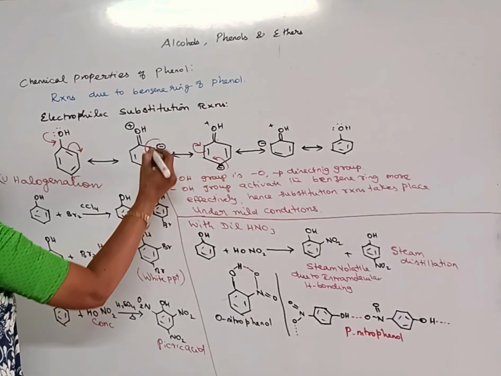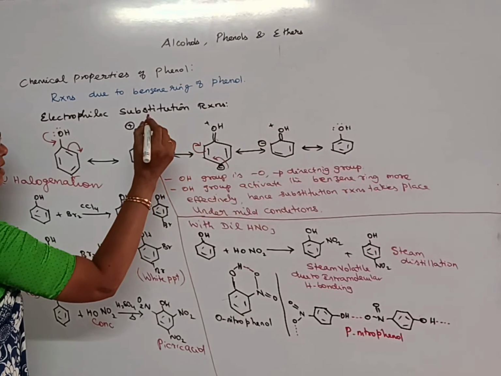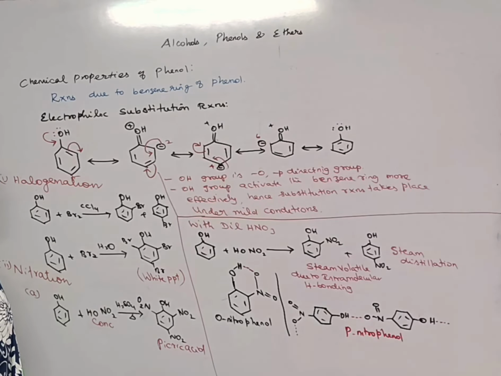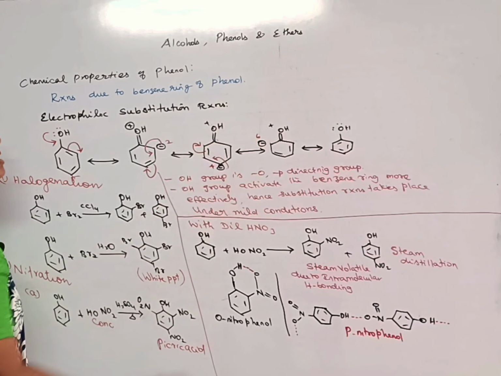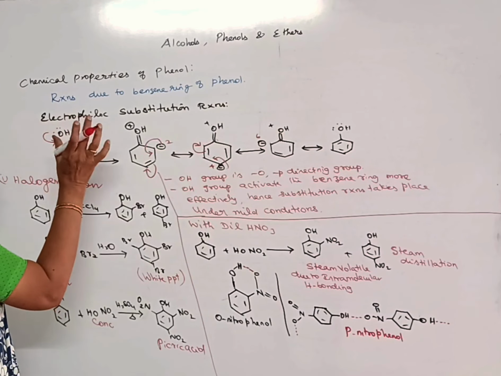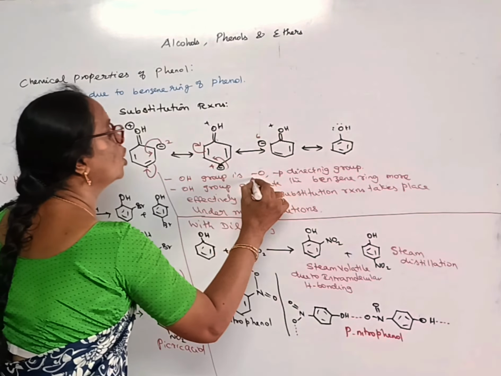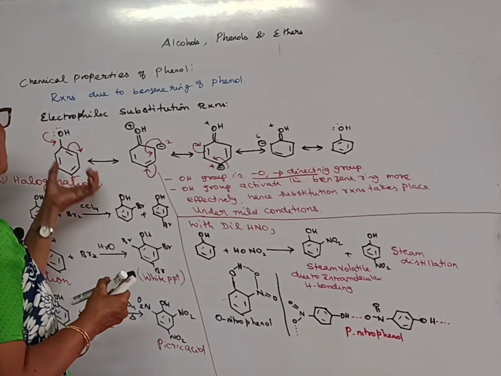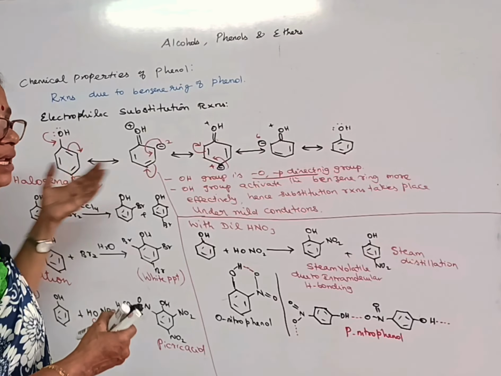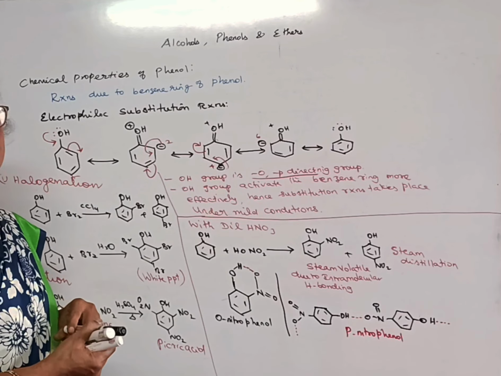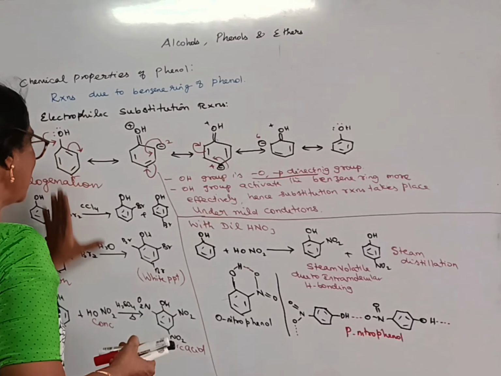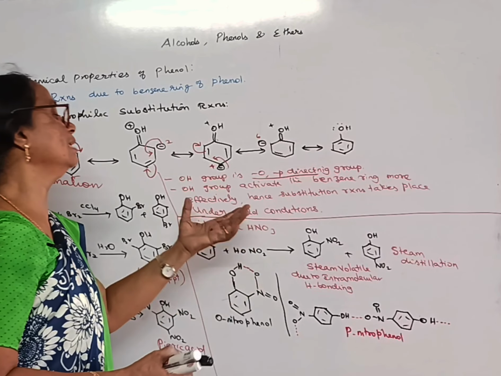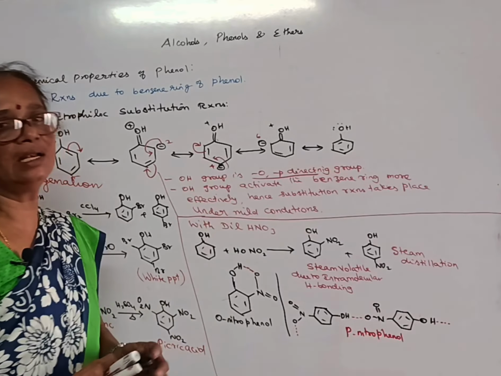So we may find the presence of negative charges at the 2nd position, 4th position as well as the 6th position. The formation of negative charges at the 2, 4, 6 positions decides that OH is an ortho-para directing group. And this OH group highly activates the benzene ring towards the electrophilic substitution reaction, and hence the reactions of phenol don't require any vigorous condition; they can take place even under mild conditions.